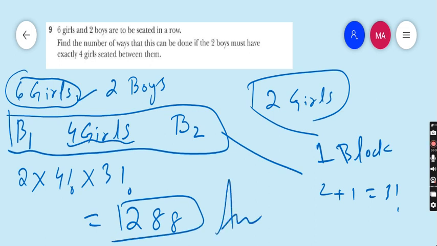Very easy question and very important from the examination point of view. I repeat again, we have to set 4 girls between 2 boys. For the boys we have 2 arrangements, B1 first and B2 last, or B2 first and B1 last. So 2 multiplied by 4 girls means 4 factorial, multiplied by the 2 remaining girls: the 4 girls and 2 boys make 1 block, and 2 remaining girls. So 2 plus 1 is 3, 3 factorial. So 2 into 4 factorial into 3 factorial is 288.